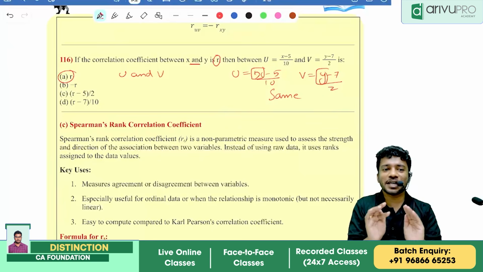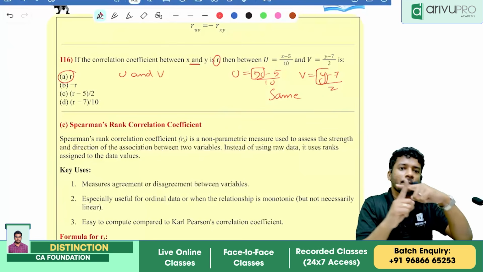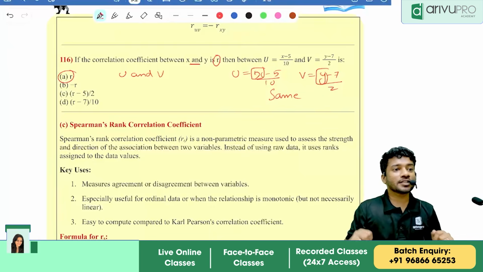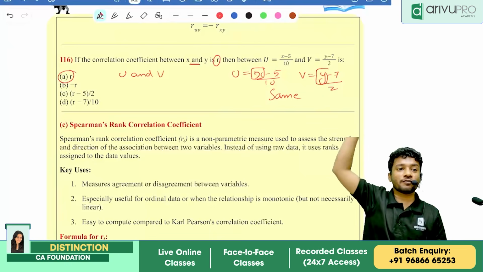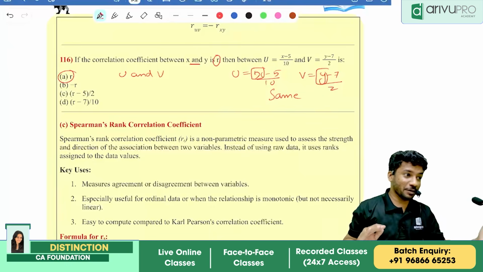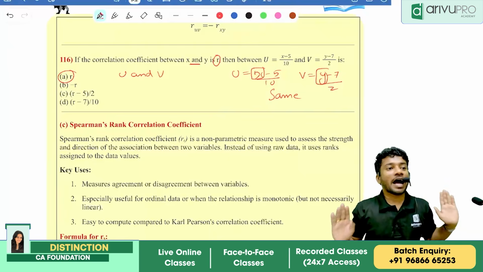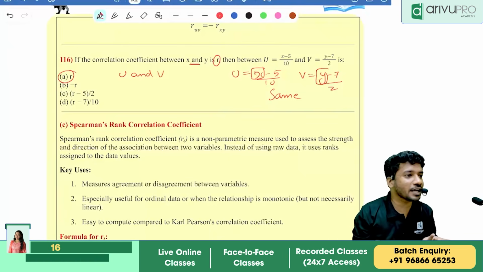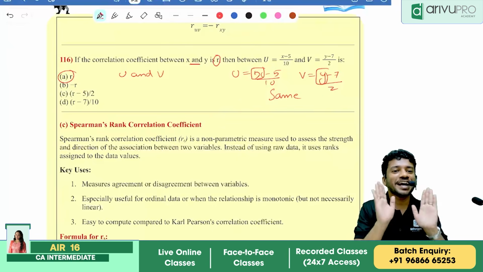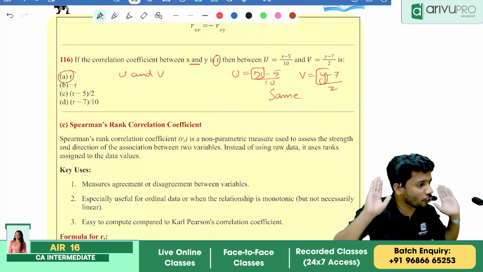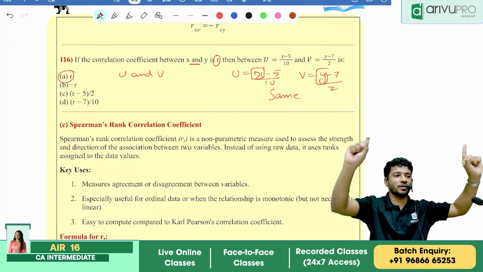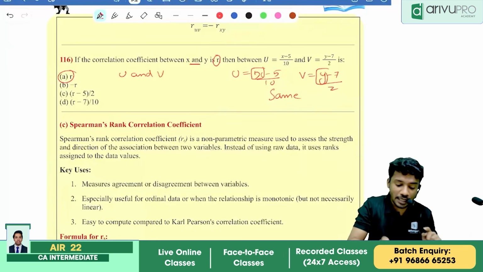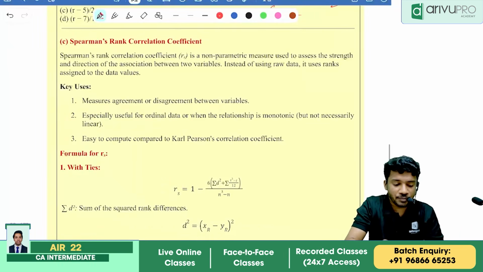Maximum value of Spearman rank correlation coefficient is plus 1. Minimum value is minus 1. Now, what is the maximum value of KPCC coefficient? Plus 1. Minimum value is minus 1. At the end of the day, who is this? The correlation coefficient. Whatever it has become, it doesn't matter. It is a correlation coefficient. Always the value will be between minus 1 and plus 1. Remember that. Now, people, KPCC is done.